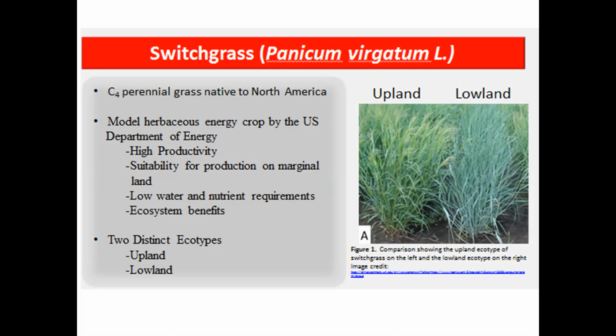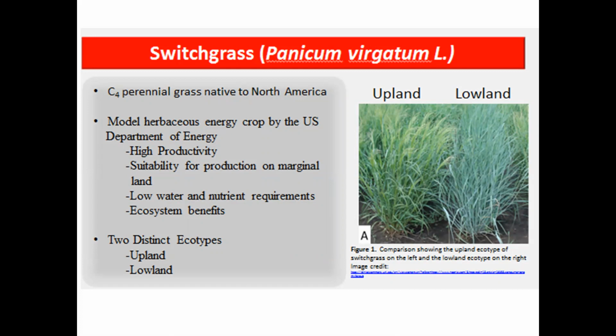Marginal lands are those that are not suitable for growing food crops. This is important because as the world population continues to increase, the demand for food will also increase. Therefore, all of the available prime farmland will be needed to feed this ever-growing human population.